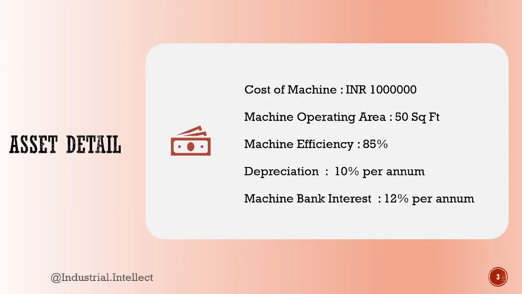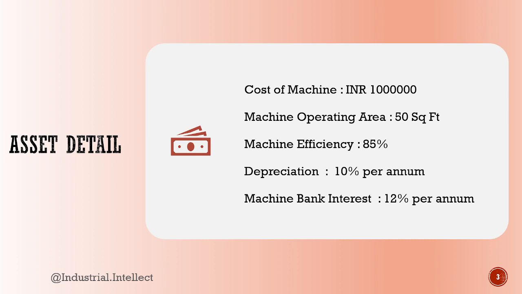As I explained, first we have to get the asset detail. For example, we bought a machine of 10 lakhs, and the 10 lakhs is the landed cost, considering everything, all the installation and all the charges. So as an example, we have considered a machine cost of 10 lakhs. Then the machine operating area: for calculation we have considered 50 square feet consumed by that particular machine during operation.